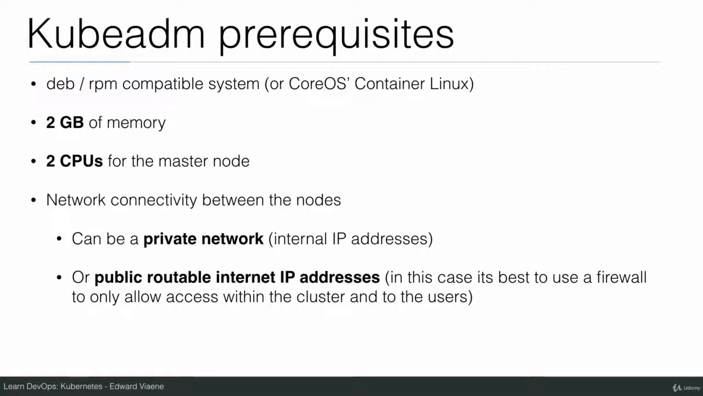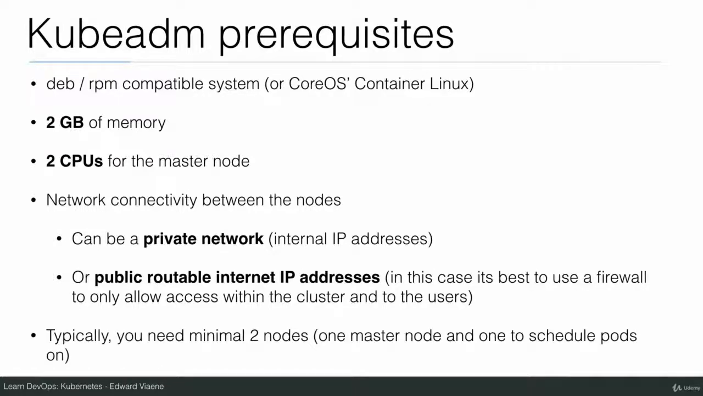In this case, it's best to use a firewall to only allow access within the cluster and to the users. So sometimes, depending where you deploy the cluster on, you might even only have a public IP address. And you just have to make sure that you shield the access away from other users on the internet. If you deploy on-prem, it's probably going to be a private network using internal IP addresses.